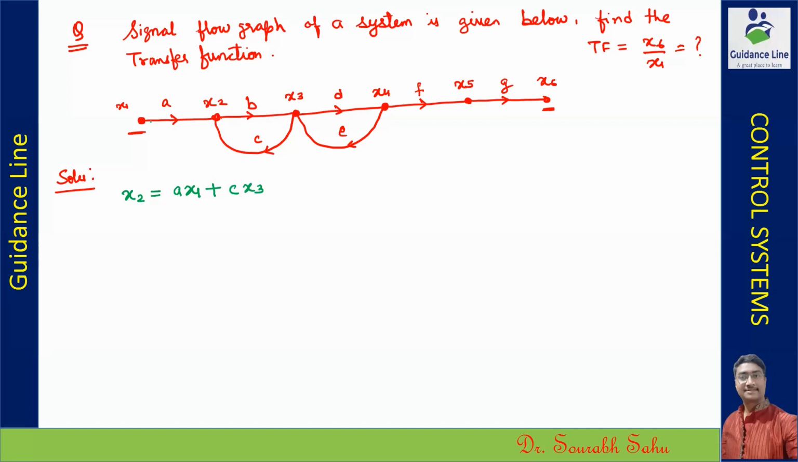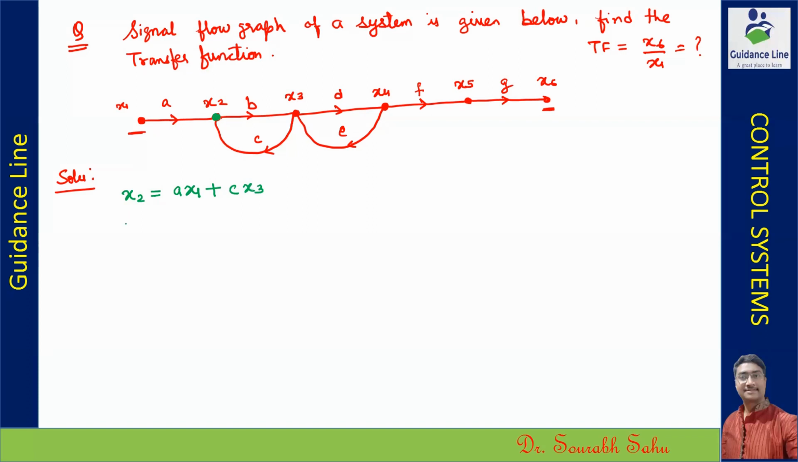Okay, so whatever nodes are coming towards the x2 node, I am considering all of those over here. In node x2 you can see we have a branch coming with a gain of a, and a branch coming with a gain of c from x3. So I have written x2 is nothing but a x1 plus c x3.